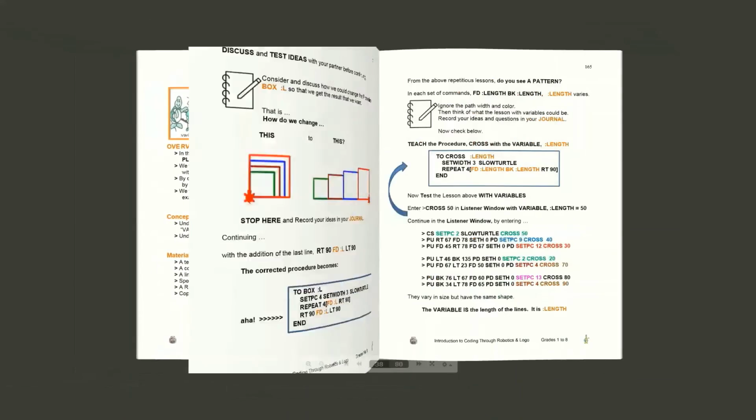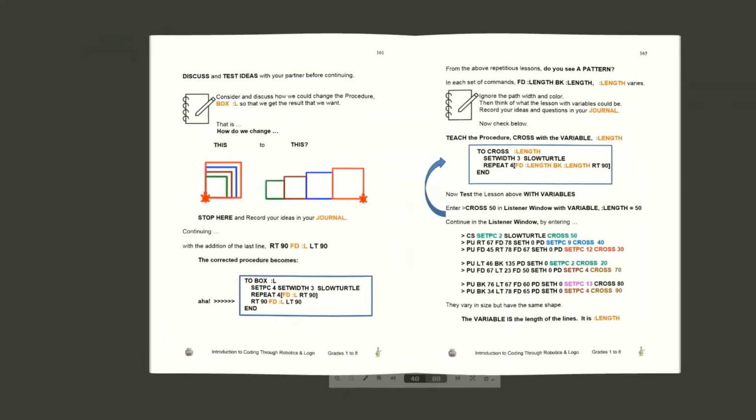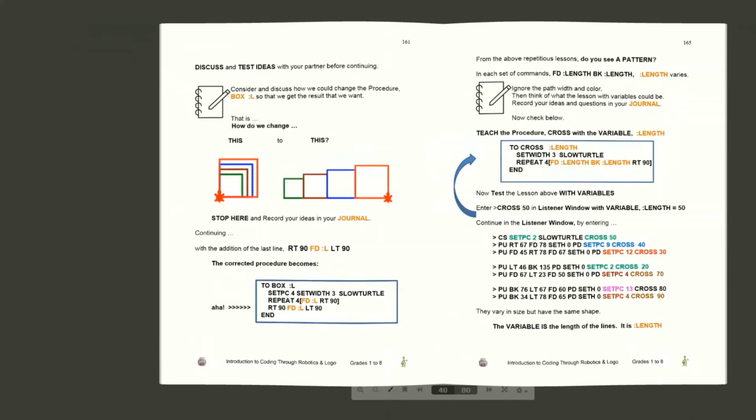On page 161, the procedure Box L is shown. Teach and test the procedure Box L, page 161. When the value of L is 30, simply enter box 30 to substitute 30 for L. Remember that a colon before a letter or set of letters indicates that it is a variable. Please pause the video while you teach, test, and adapt using variables.